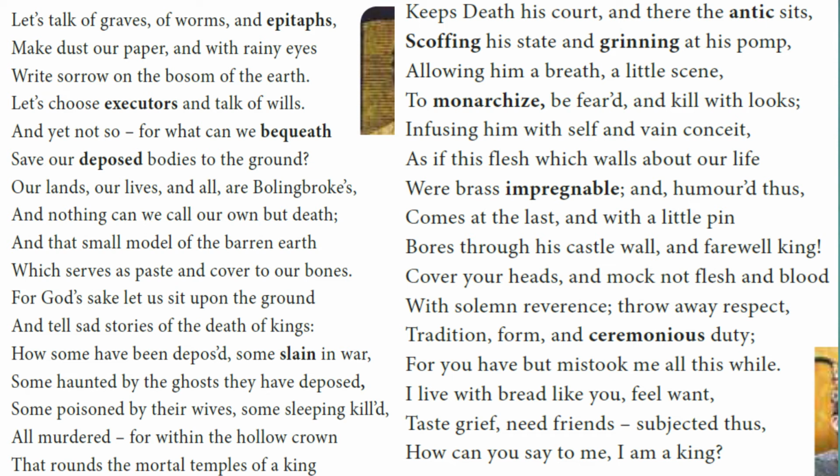The poet says, I am a very normal person. So a king also is like this. But many kings have been given reverence. So that should not be like that. Tradition, form and ceremonious duty. Traditionally, culturally, it refers to the ceremonious duty, whatever work, a very formal duty we have given. I am a very normal person, a king is also considered a normal person. For you have but mistook me all the while.